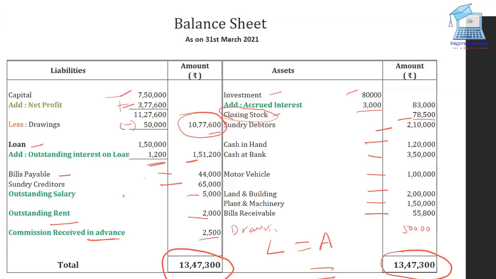Debits are in asset side, credits are in liability side. All the items will be like this. Debit side items will be in the asset side, and credit side items will be in the liability side.